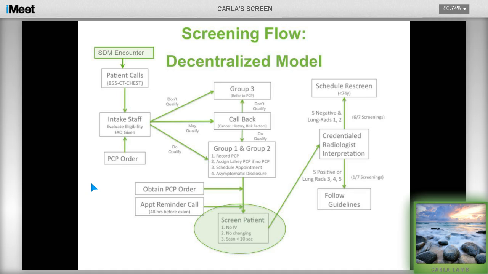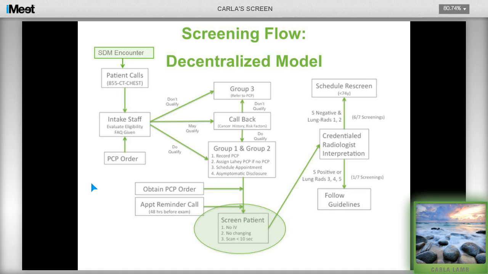I'll add here, although it's not marked on this slide, SDM is the shared decision-making encounter. That really can begin with the patient either seeing or hearing about lung screening and wanting to inquire if they're eligible. Trained staff going through the questionnaire that I've already shown you is a great way of beginning that conversation, providing patients with written and verbal material of frequently asked questions so that before they make the jump to actually get screened, they've been informed.